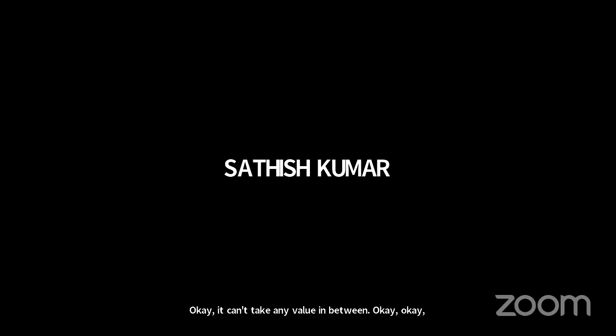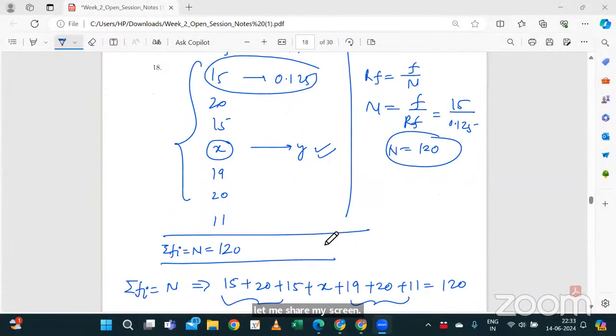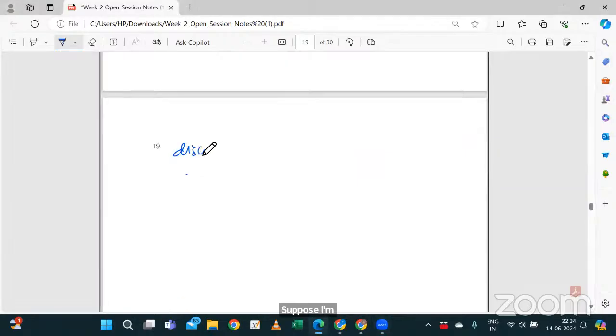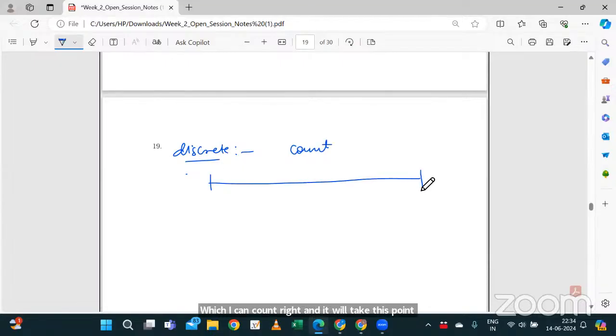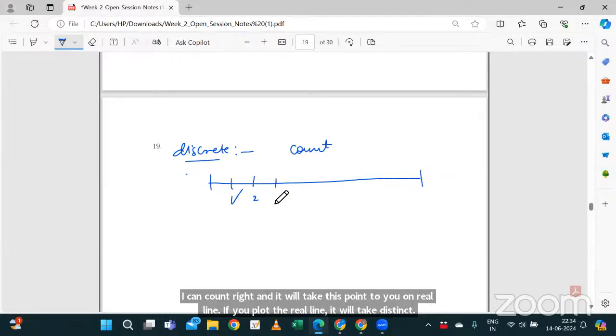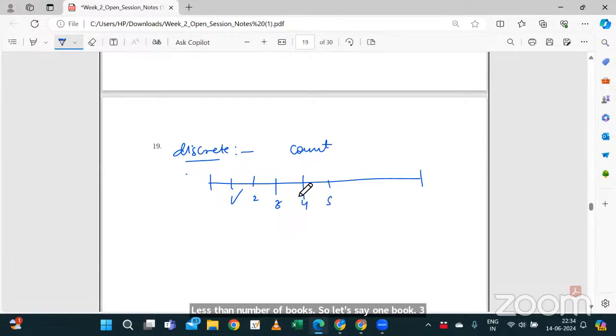Let me share my screen. Discrete is something which I can count, and it will take distinct values on the real line. If you plot a real line, it will take distinct values. Let's say the number of books: 1 book, 2 books, 3 books, 4 books, 5 books. It will take this value, this value, this value, and it can't take any value in between or in any interval. This is called a discrete value. It will take distinct values only.